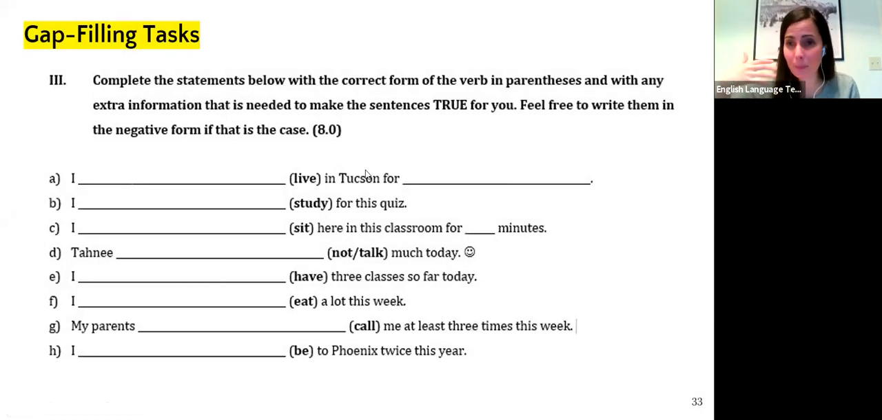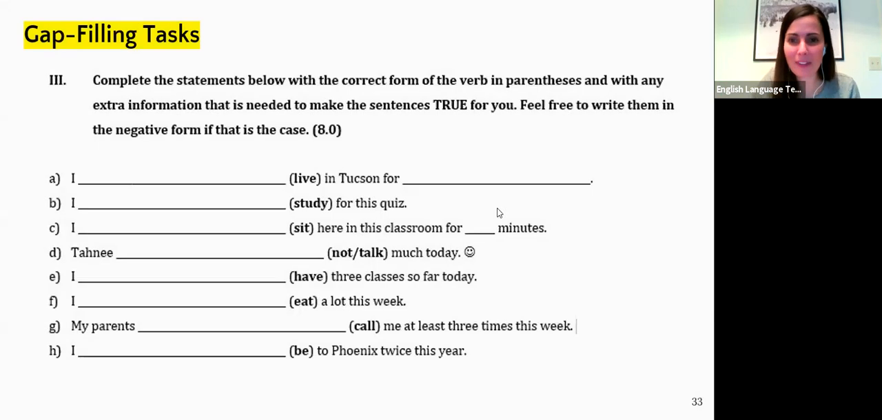Remember when I said about making tasks more personalized, right? So instead of just giving them a fill in the blank type of exercise, I wanted them to tell me what is true for them. And they could write in the negative form too. So here I was expecting them to tell me, oh, I have lived, or I've been living in Tucson for this many years or this many months, right? They could say, I didn't study for this quiz, or I studied for this quiz, and they do that. They are very honest, right?